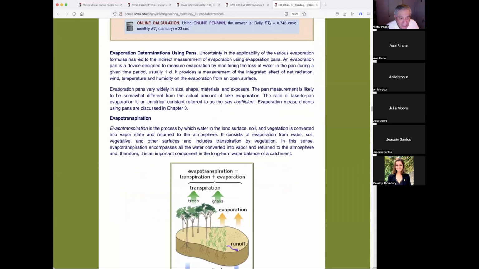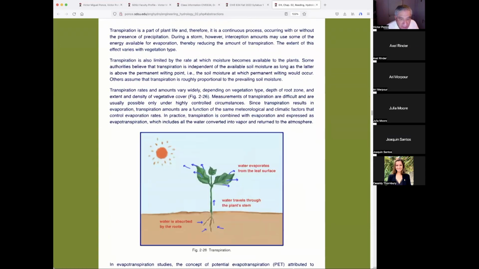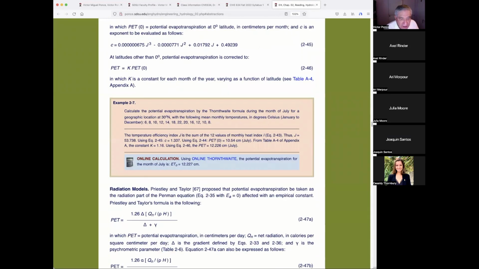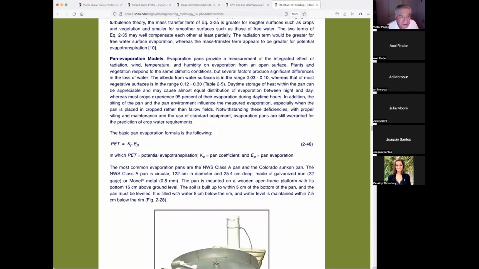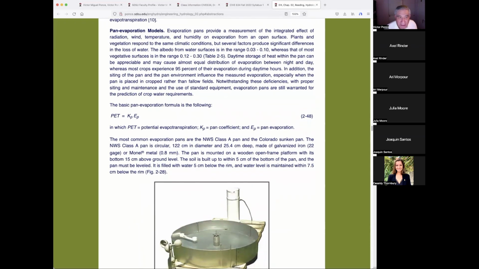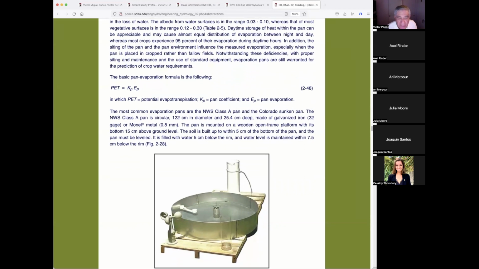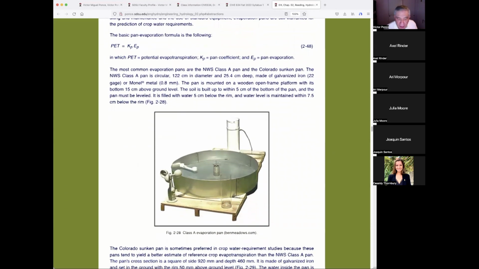Okay. So that's evapotranspiration determination using pans. As far as examples on the pans, I believe that I have in here. Let me just advance here a little bit. Right, examples of the pans. Pan evaporation models. This is a pan evaporation model. The basic evaporation model is PET, which is potential evapotranspiration, equal to K sub P, the pan coefficient, times E sub P, the pan evaporation. And the K sub P is a coefficient that is determined based on practice. This picture here is the Class A Evaporation Pan, which is the standard evaporation pan.